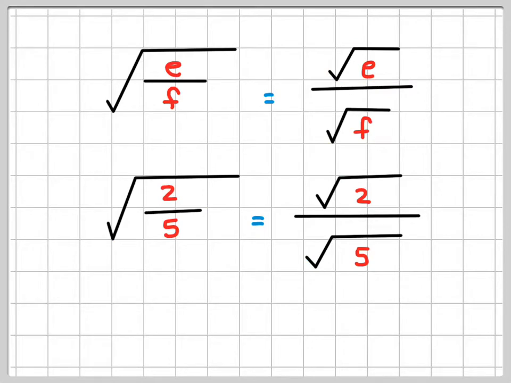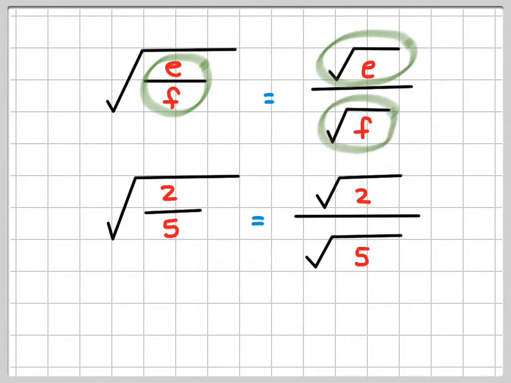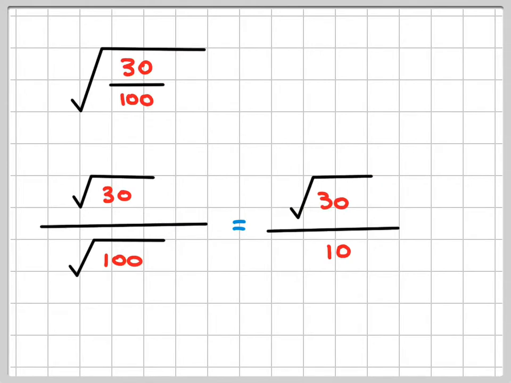Here we have the square root of EF. We're going to break that up into the square root of E over the square root of F. So you keep them as a fraction. You just separate them into different square roots. You're not changing the value, you're just simplifying it. If we have the square root of 2/5, it becomes the square root of 2 over the square root of 5.